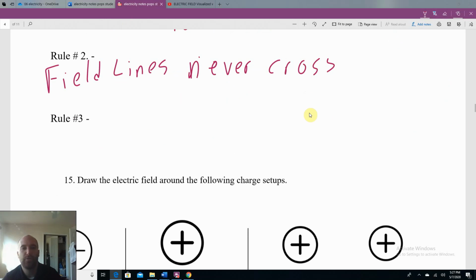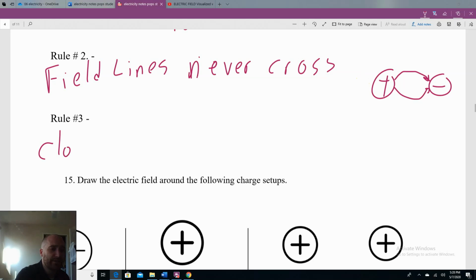Field lines never cross. So if you draw, let's say we've got a positive and a negative, and you draw them going away from positive towards negative, and you're like, I'm great because I remember they go away from positive towards negative. See how they cross right here? That's bad. That's not what happens. So what it actually would look like is that it would go away from positive and towards negative, something like this. And if you're drawing these and you cross the fields like that, that's bad. Something went wrong there. So these field lines do not cross one another.